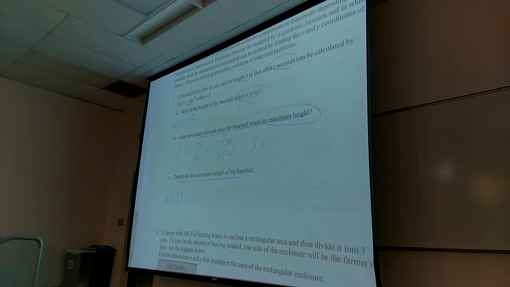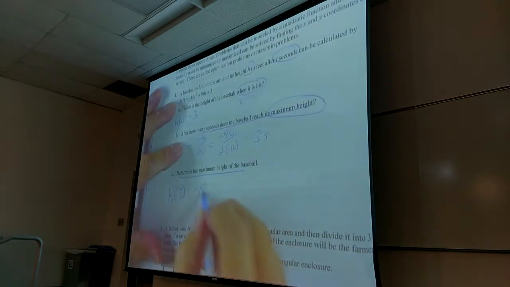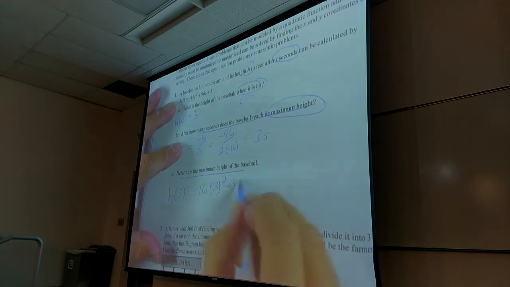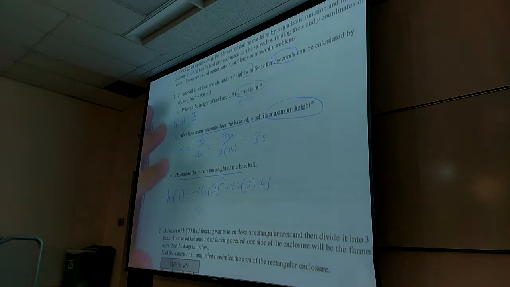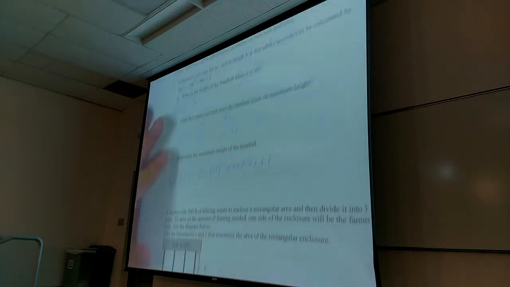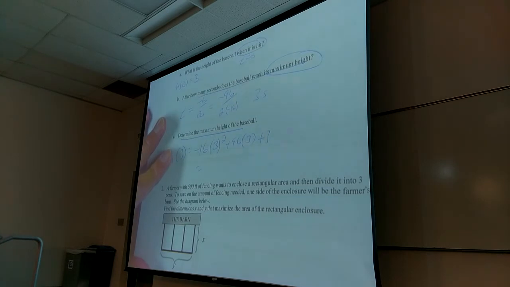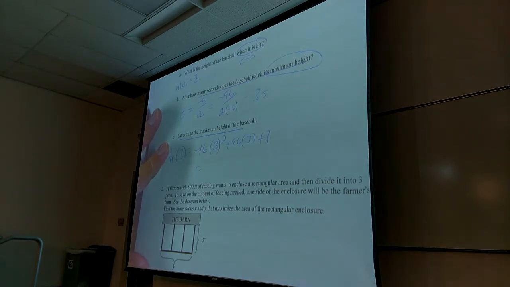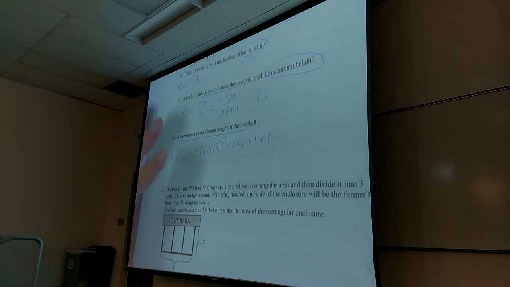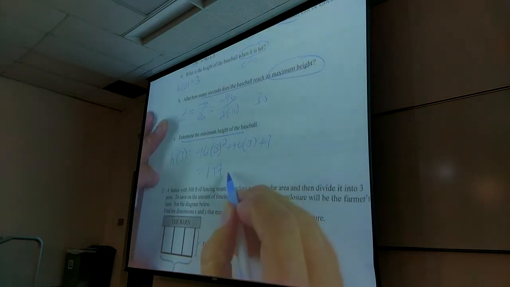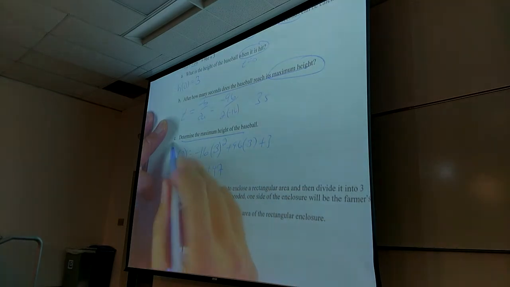All right. So what do you get when you plug a 3 in? Minus 16 times 9 is 9 times 16 plus 3. What is that, 147? 147 what?